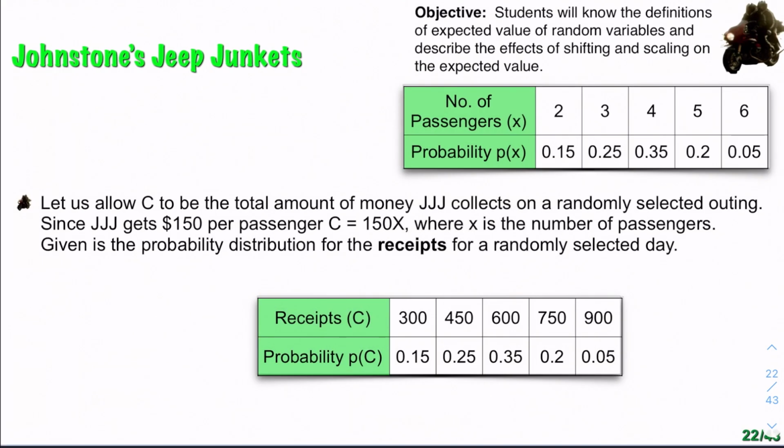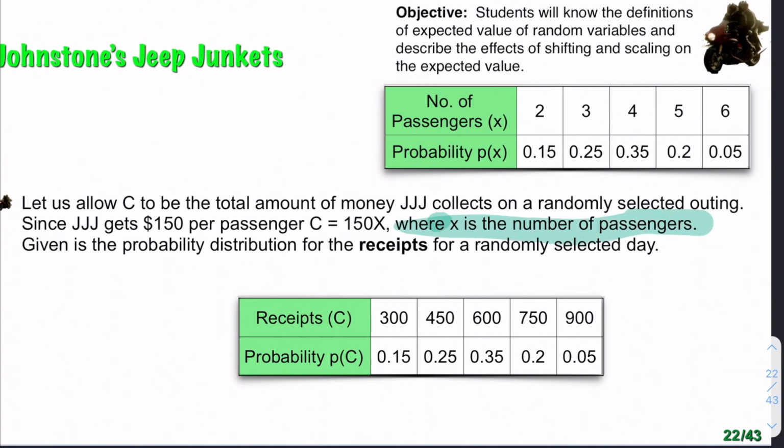Okay, so let's allow C to be the total amount of money JJJ collects on a randomly selected outing. So instead of just looking at passengers, let's see how much it costs. Since JJJ, or Johnstone's Jeep Junkets, gets $150 per passenger, our cost function will be 150 times the number of passengers in the car, where X is the number of passengers.